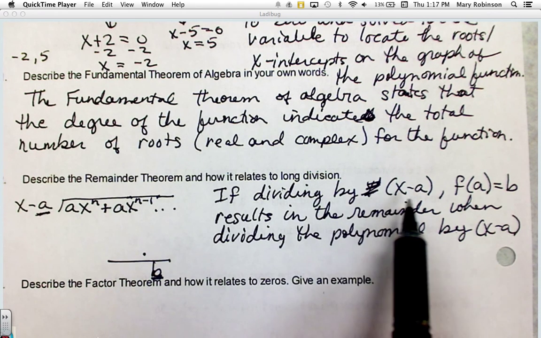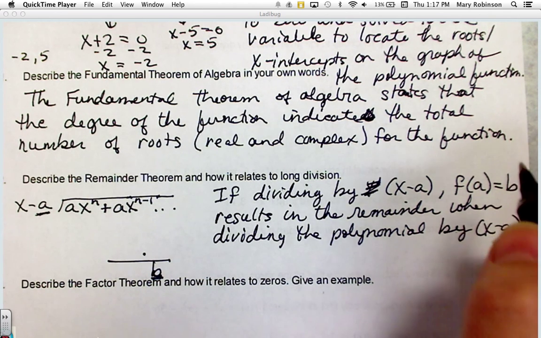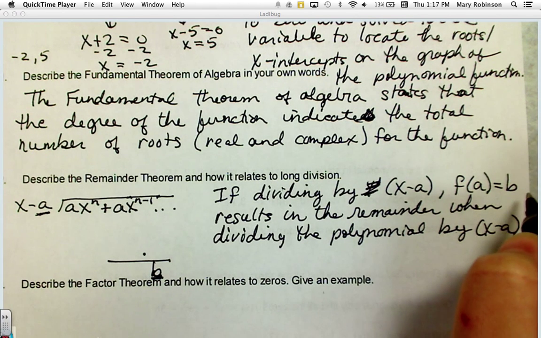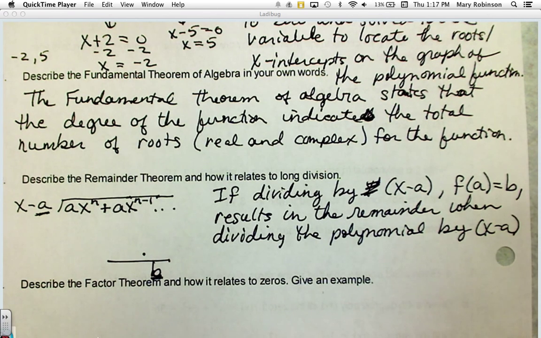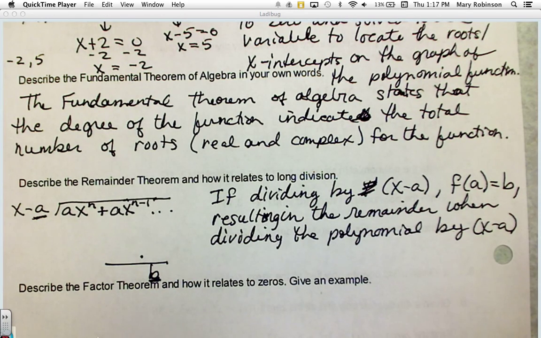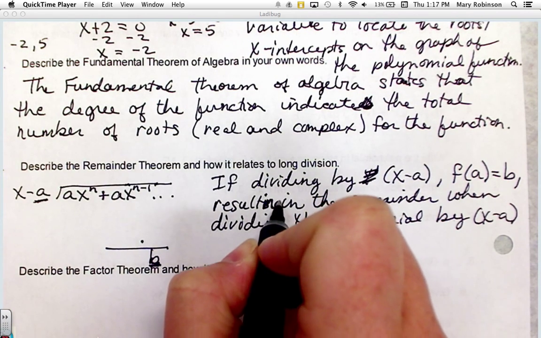If dividing by x minus a, f of a equals b, resulting in the remainder when dividing the polynomial by x minus a. Should be resulting there, sorry for that wording.